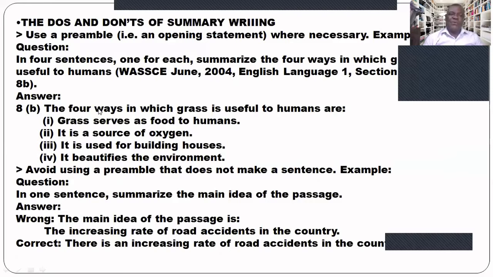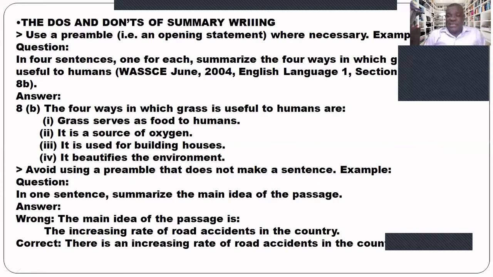Then your preamble will be this. The 4 ways in which grass is useful to humans are: I, grass serves as food to humans. II, it is a source of oxygen. III, it is used for building houses. IV, it beautifies the environment. All right?